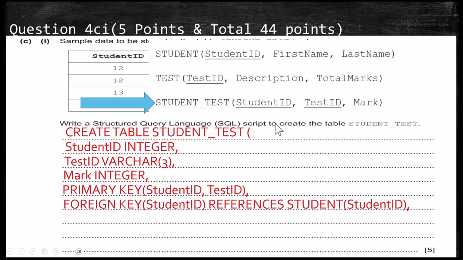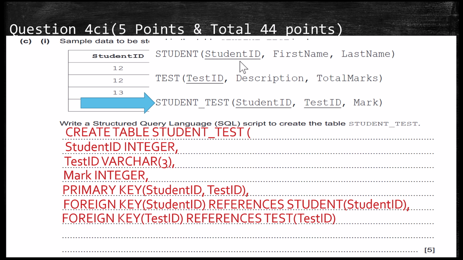What does it reference? What does it link to? It's linked to the student table. And what attribute of the student table? Student ID. I have to do the same thing for test ID. Foreign key, test ID inside this table, references the test table. What attribute? Test ID. Now, you're not done just yet.